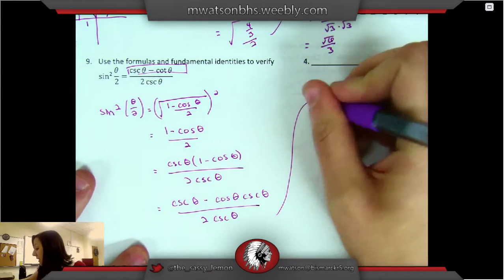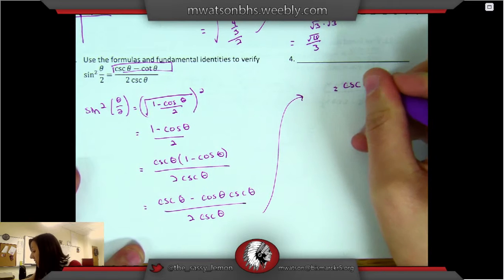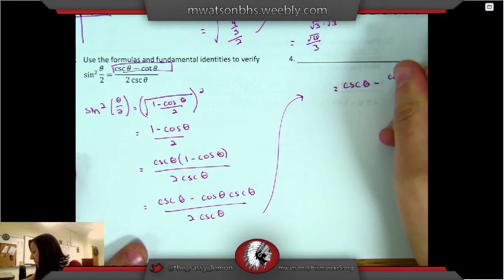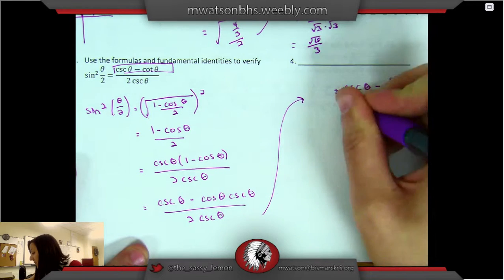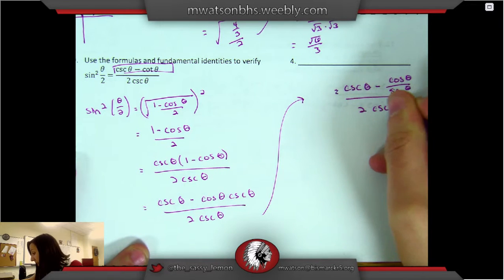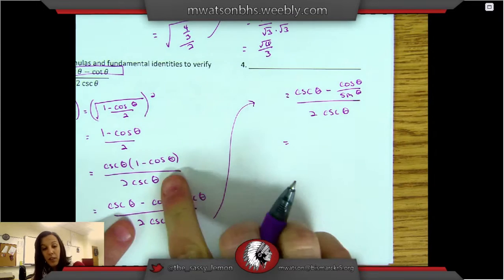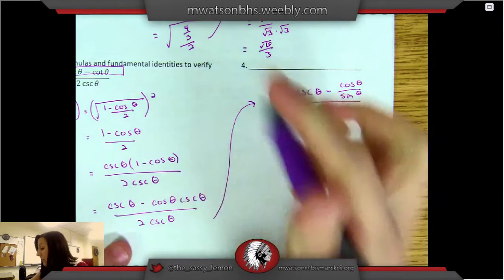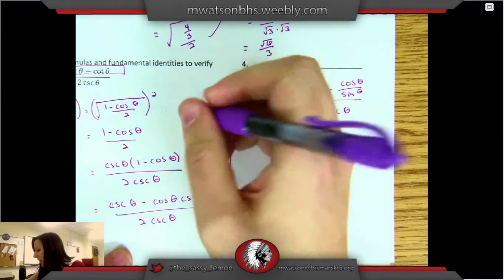So over here, I'm going to write this whole thing equals cosecant theta minus cosine theta over sine theta all over 2 cosecant theta. And I was able to do that because of the reciprocal identity. I haven't been using my reasoning over here. I usually do that at the end.